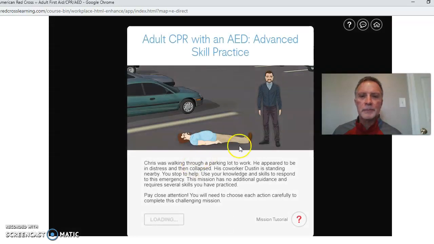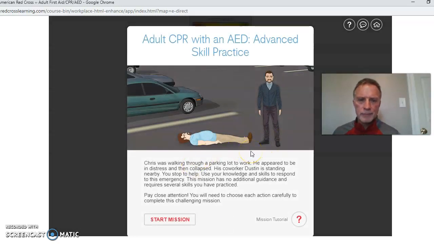Here we go. You can see the scene. Chris was walking through a parking lot to work. He appeared to be in distress, then collapsed. His co-worker, Dustin, is standing nearby, and I won't read the rest. You can see it.